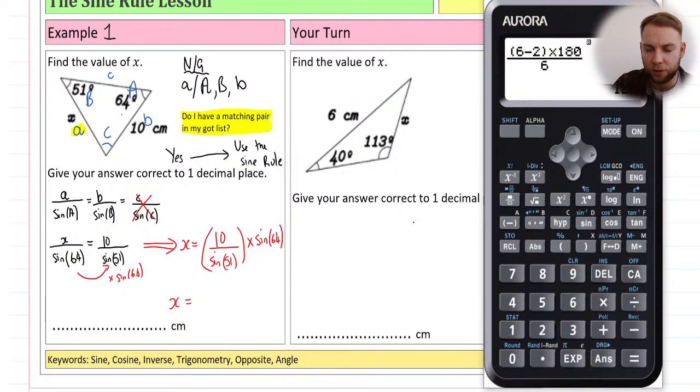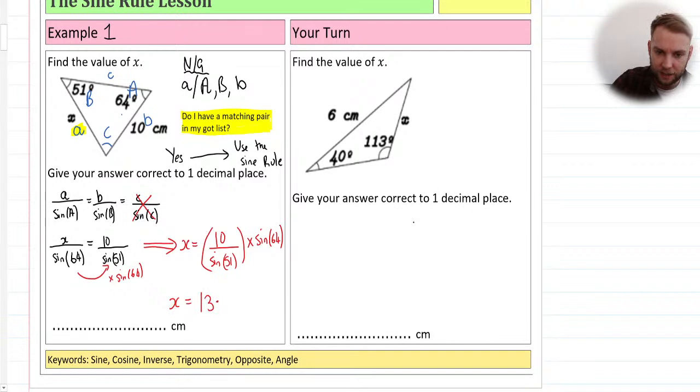You don't need a big bracket there. You can just go fraction button, 10 over sine, which is here, of 51, times by sine of 64. Close the brackets, equals, there we go, nice and easy if you know what you're doing. I'm going to do it to one decimal place, which in this case is 13.7 centimetres. Nice and straightforward.